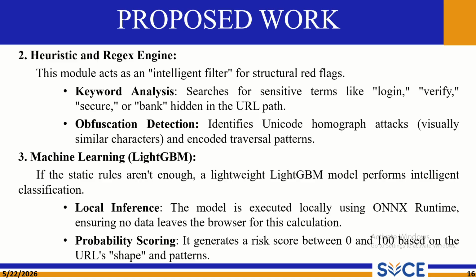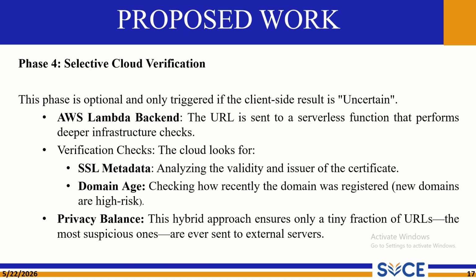Selective cloud verification. If the browser cannot confidently classify the URL, it is sent to the cloud for deeper verification. We use AWS Lambda for serverless backend analysis. The cloud checks include SSL certificate validation, domain registration age, and infrastructure metadata. Only a very small percentage of suspicious URLs are sent to the cloud, maintaining both speed and privacy.